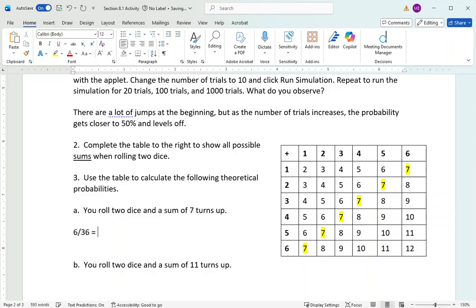Now I can divide that on a calculator and get a decimal, but I'm going to want to simplify the fraction for the homework because the homework is going to ask you for simplified fractions. It won't mark correct an answer that is written as a decimal. So I'm going to look at those two numbers, 6 and 36. They can both be divided by 6. 6 divided by 6 is 1, and 36 divided by 6 is 6. So my answer is 1/6.